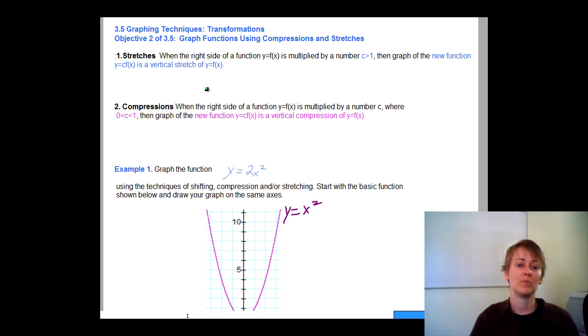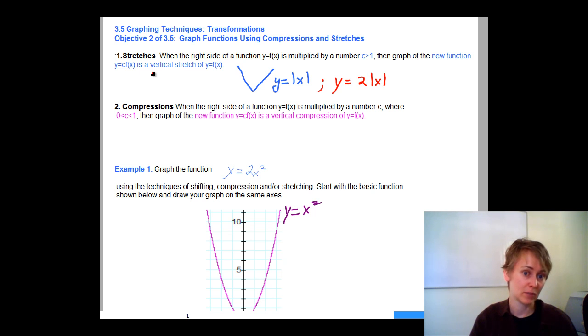Okay, so let me tell you what each of these things are. Stretches. When the right-hand side of y equals f of x is multiplied by a number c greater than 1, then the graph of the new function is a vertical stretch of the original y equals f of x. Okay? What does that mean? Well, let's say that I have the absolute value of x drawn. So this is y equals the absolute value of x. If I were to take that and multiply it by a number greater than 1, say 2, then what that will do to the graph is I claim it's a vertical stretch.